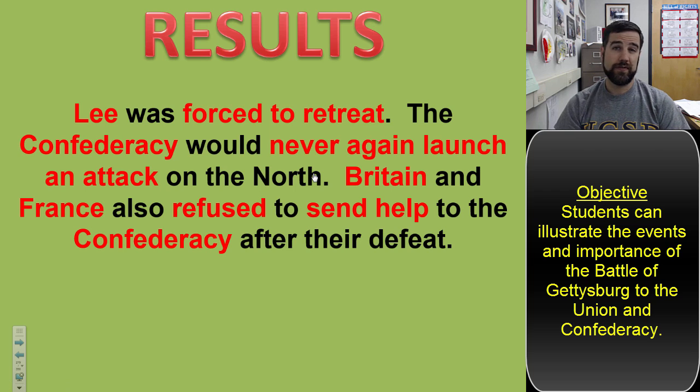So what are the big results of the Battle of Gettysburg? Robert E. Lee is forced to retreat. He doesn't get the victory he wants. The Confederacy lost so many men that they would never again be able to invade the North and the Union. And the nations they were hoping would become their allies and help them in this war are not going to do so, because the Confederacy proved that they weren't able to defeat the Union in the North.